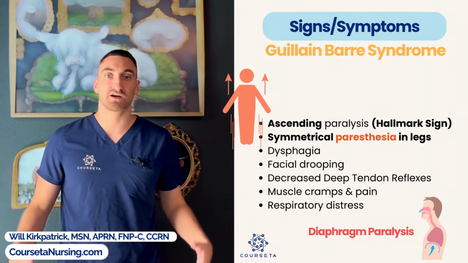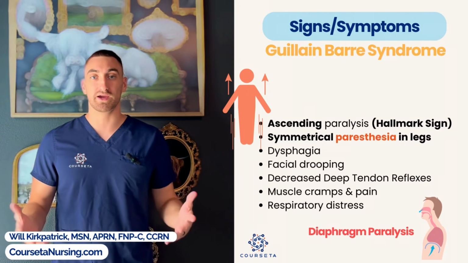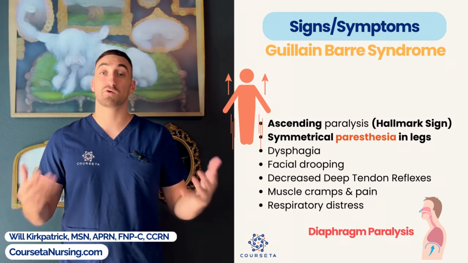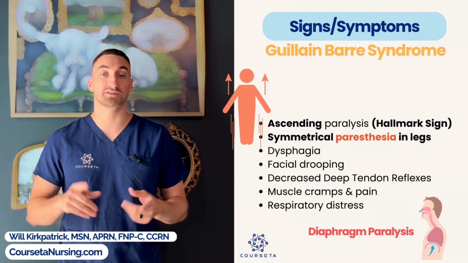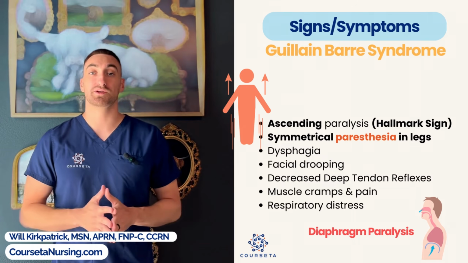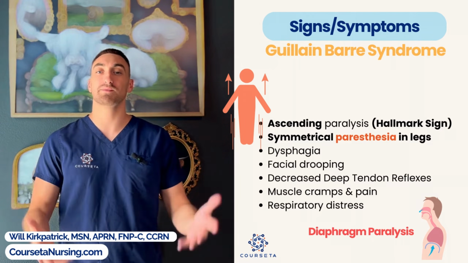So paresthesia of the lower extremities is a common initial sign and symptom of Guillain-Barré, and eventually it progresses to weakness and then paralysis. And of course, if the Guillain-Barré progresses all the way up to the face, it can cause those same things such as facial drooping and dysphagia. But a common sign and symptom, and also included as a complication, is respiratory distress because of the impact it can make on the diaphragm.